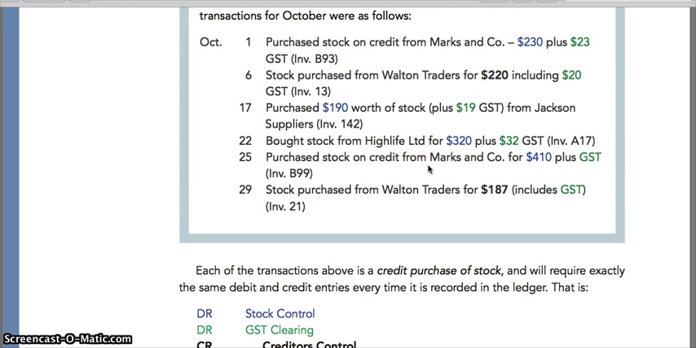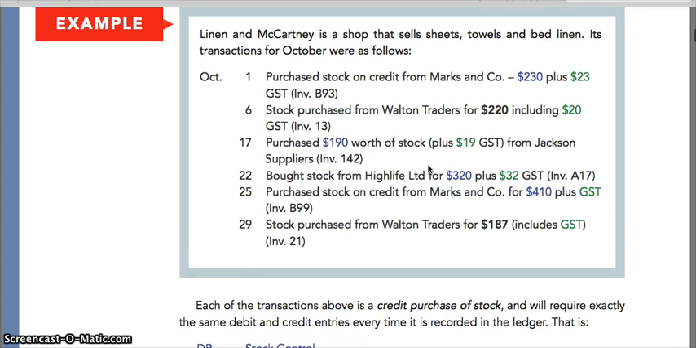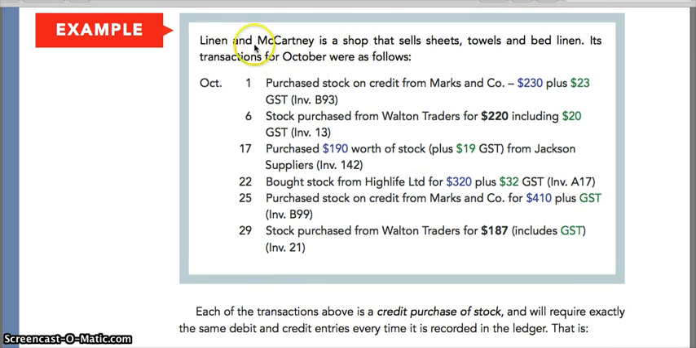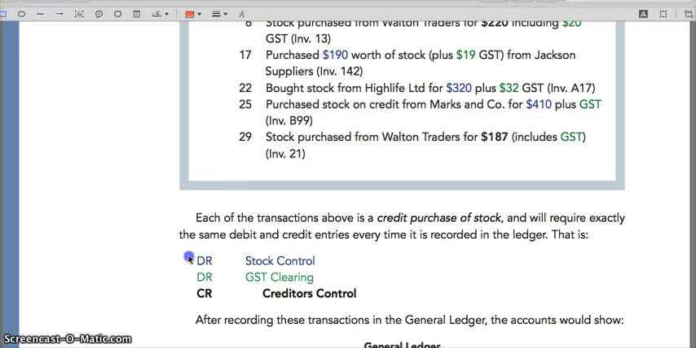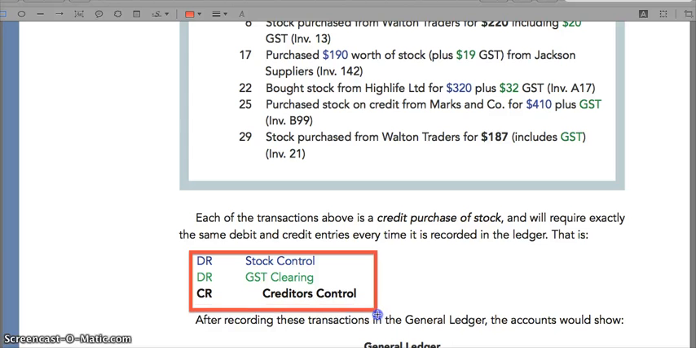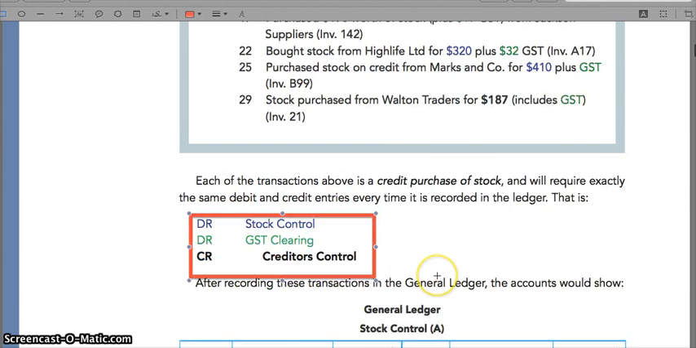credit and debit entries. If we have a look at this example here, Lennon McCarthy is a shop that sells sheets, towels, and bed linen. Its transactions for October were as follows. Now, all these transactions have exactly the same debits and credits. For every transaction we've talked about there, we've got a debit stock control, a debit GST clearing, and a credit creditors control.